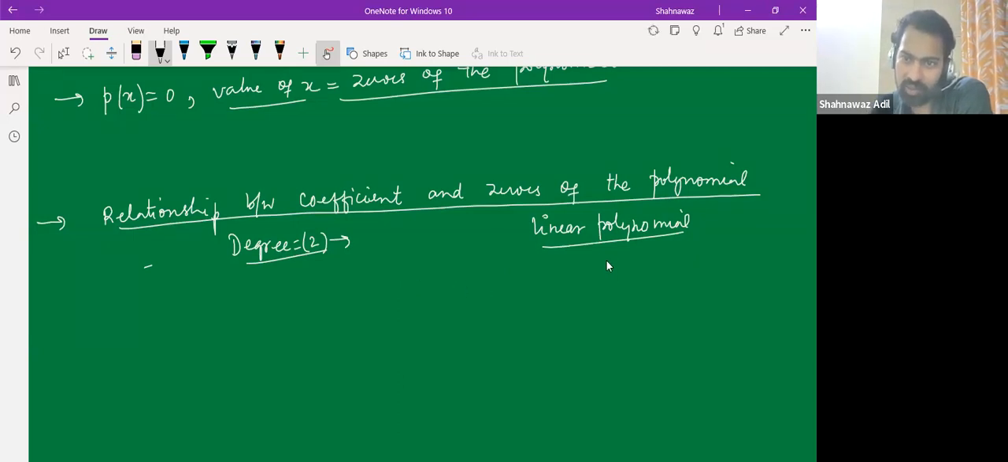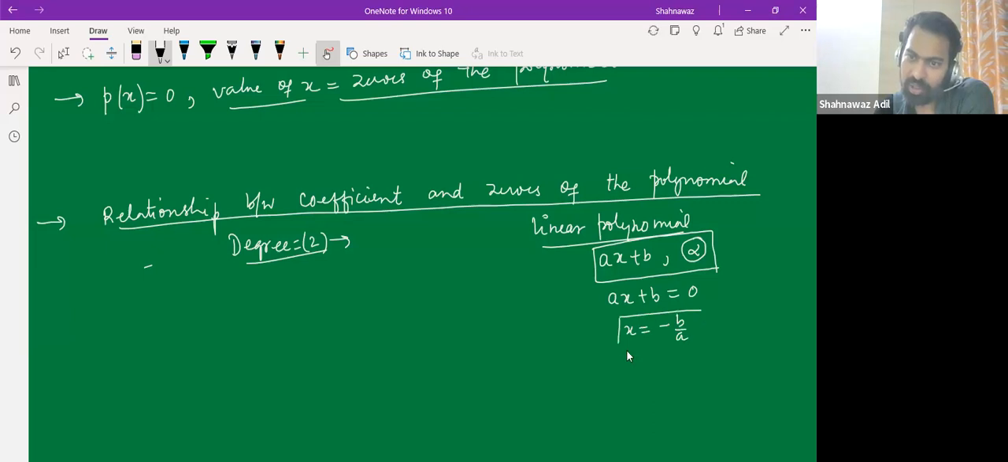Let's say we have a polynomial like ax plus b, and its zero is, let's say, alpha. So let's say ax plus b equals 0. Then x would be simply minus b by a. So the zero would be simply minus b by a, right? We don't have any other zero.